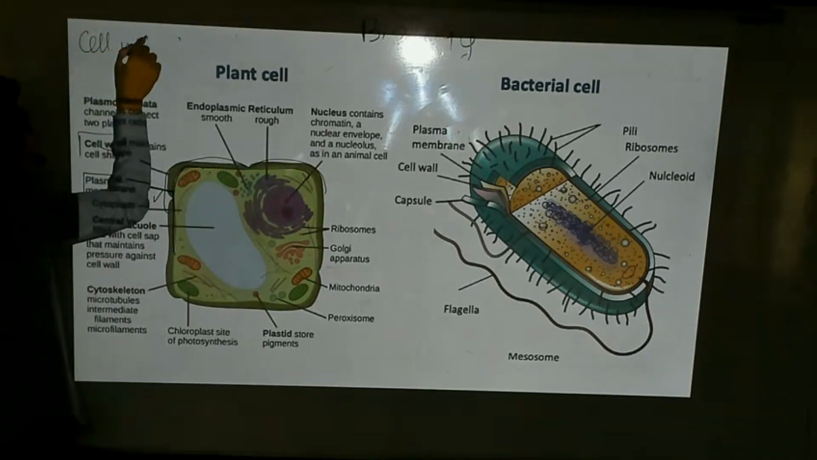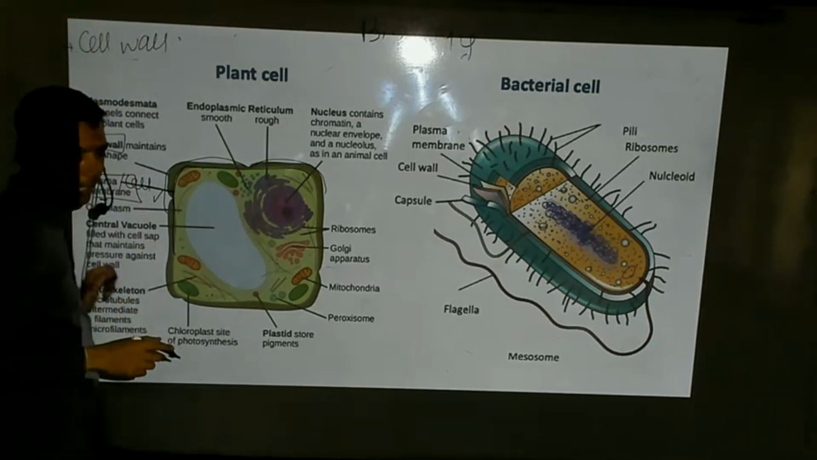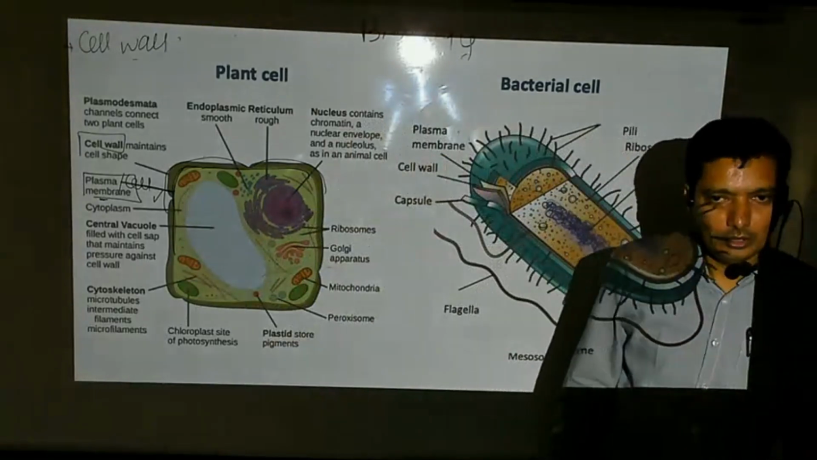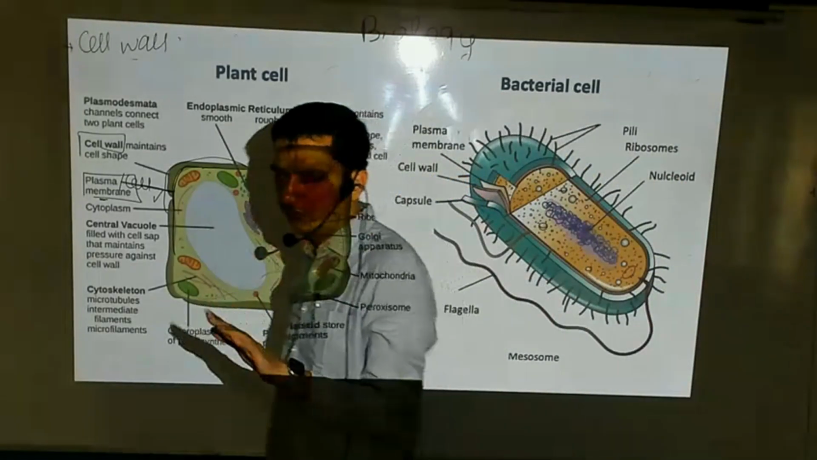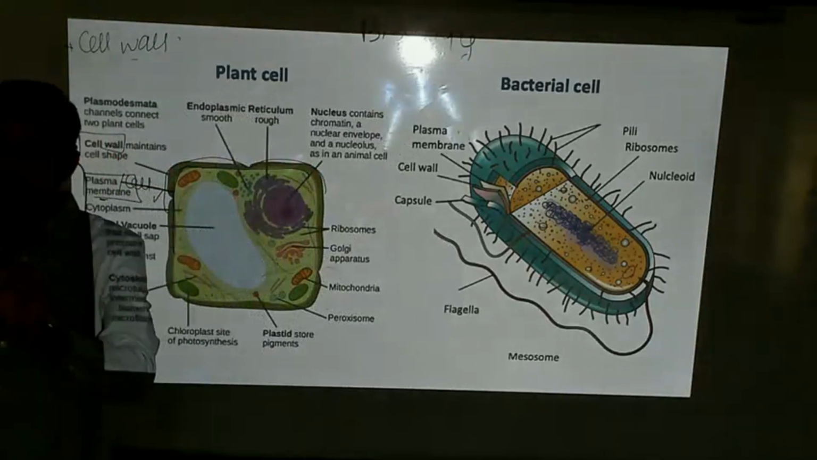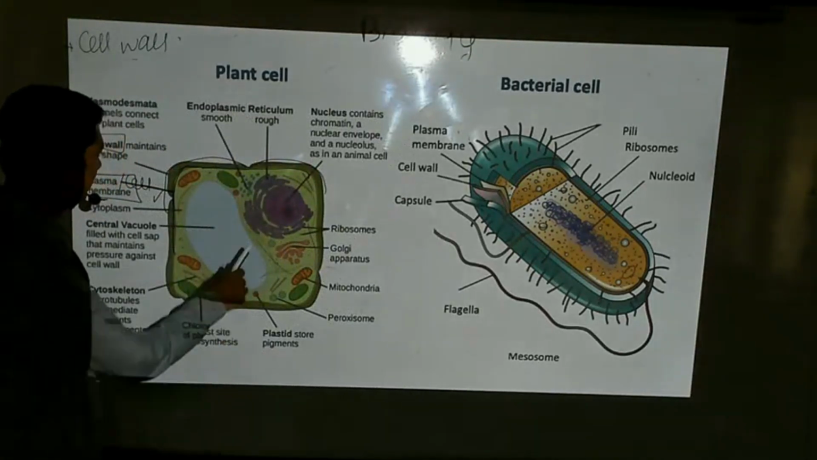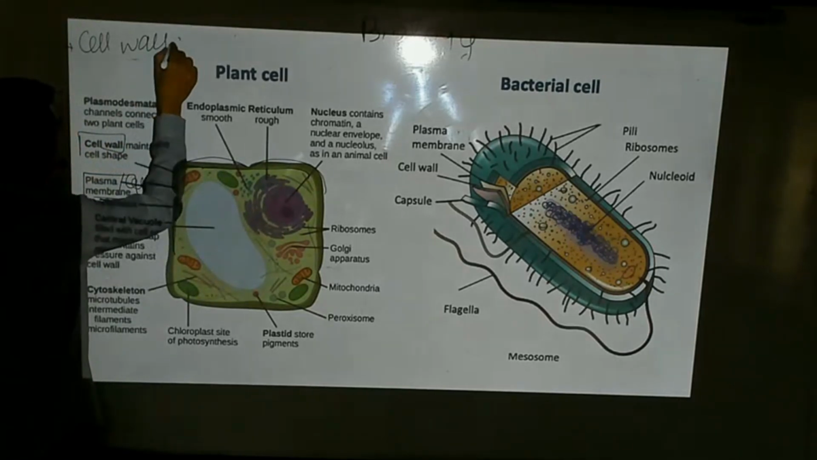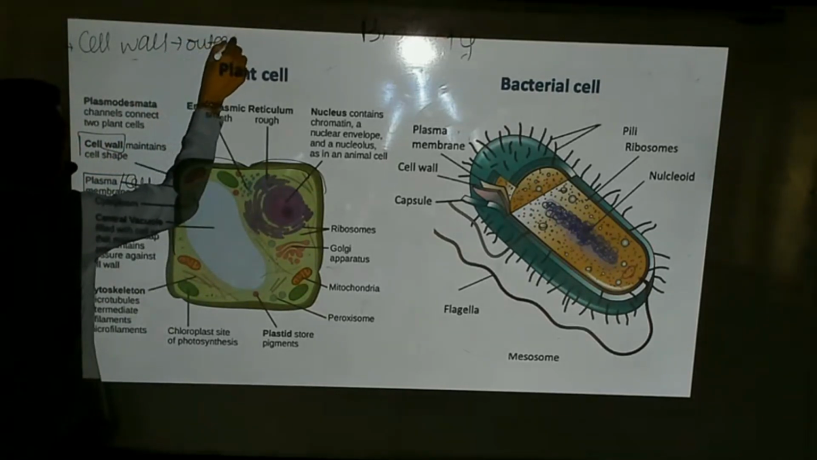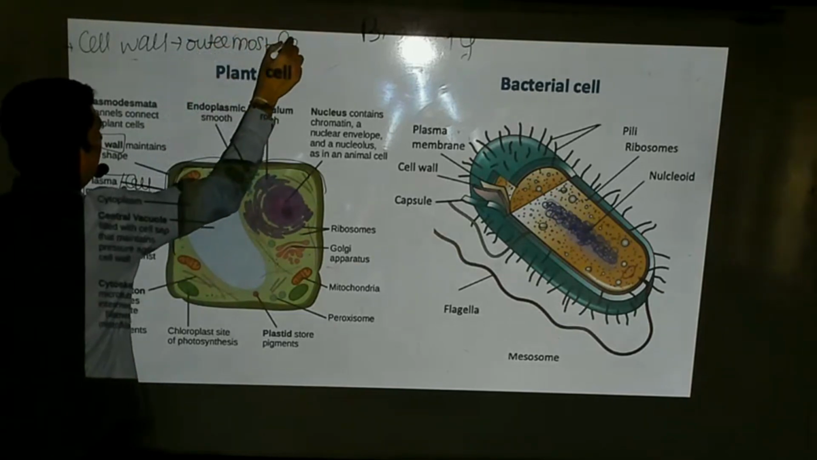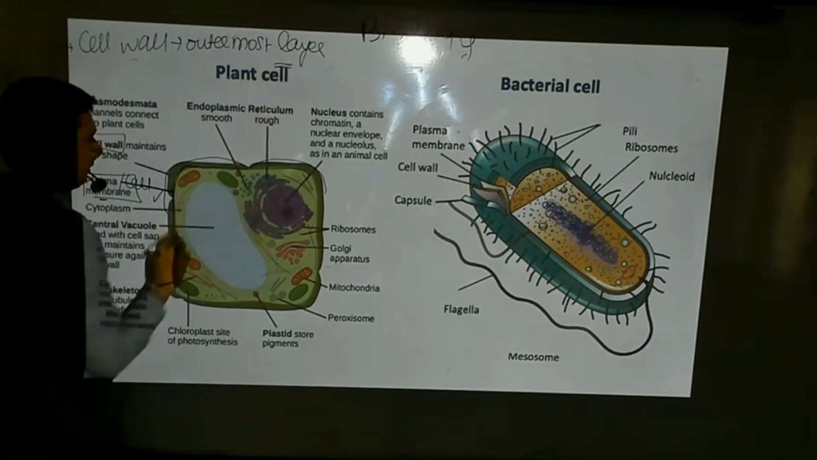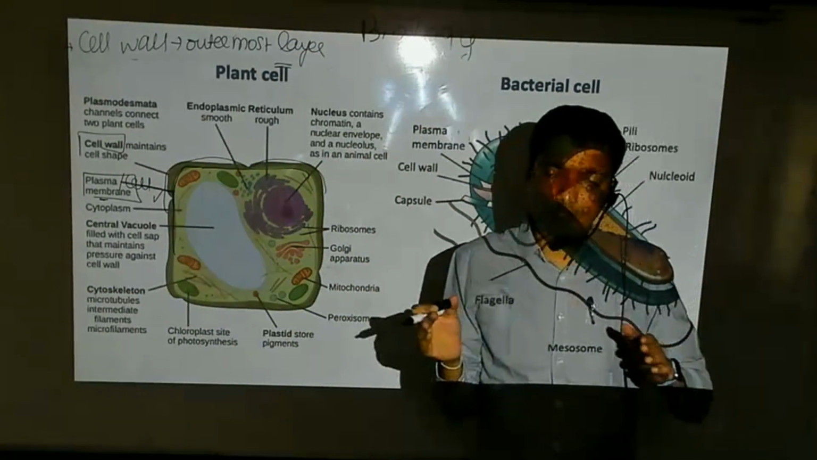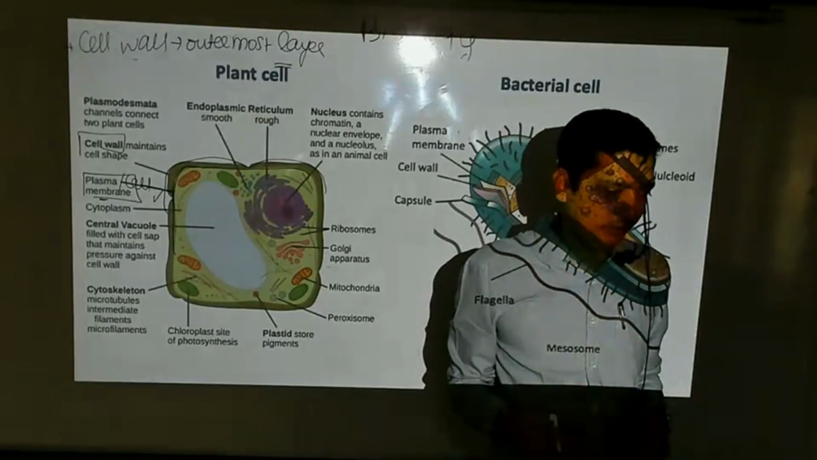Cell wall. Is cell wall present in animals? Did we learn about cell wall being present in animal cells? No, it is not. Animal cells do not have cell wall. Plant cells do have cell wall. And cell wall is an outer layer, the layer surrounding the plasma membrane. Cell wall is the outermost layer in plant cells, which is absent in the animal cells. So, understand this as a difference between plant cells and animal cells.